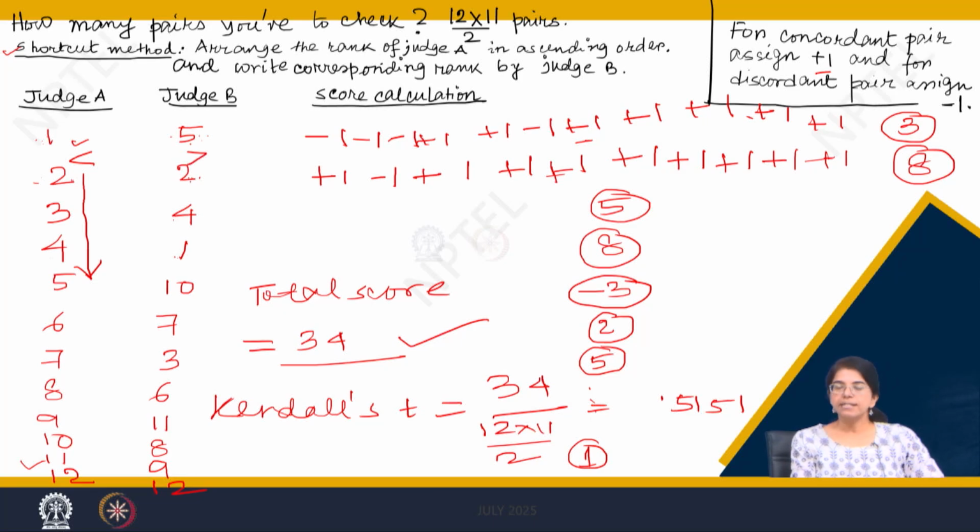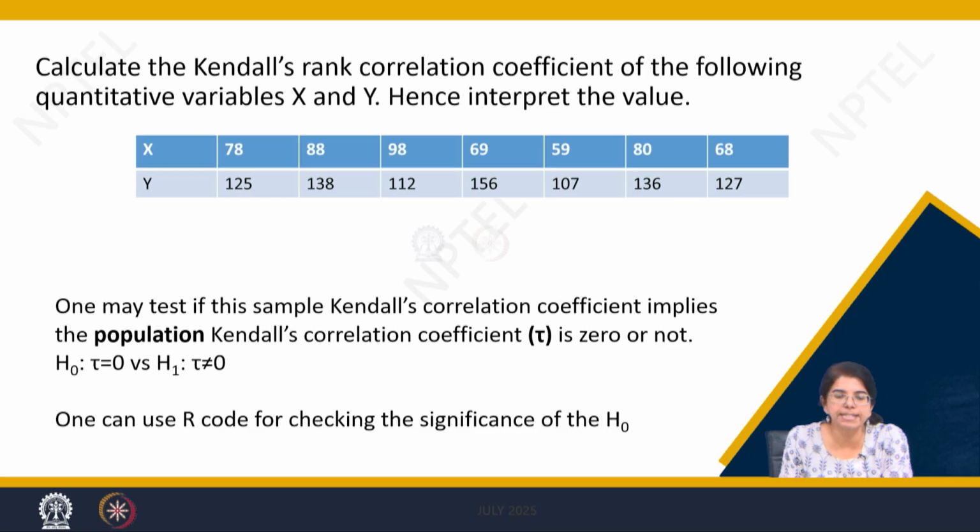Similarly, please try to fill all the gaps which I have left for you, just for your practice and concept building. Okay. Now, let us have one more example. This example also we have done in the context of Spearman rank correlation coefficient. So here X and Y, 78, 125, 88, 138, these are the observations.